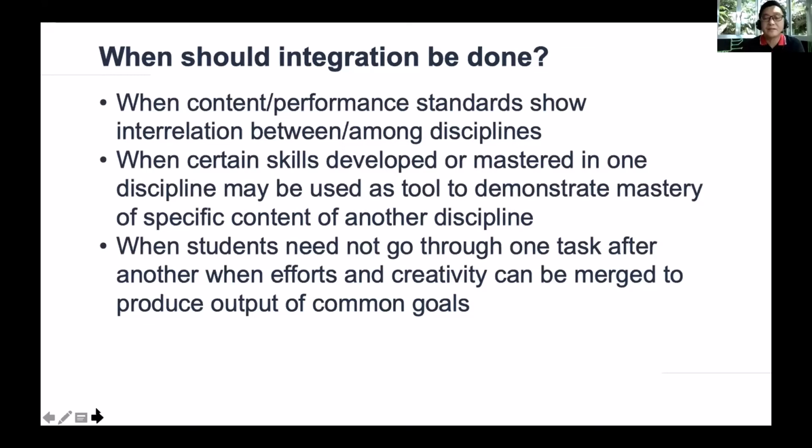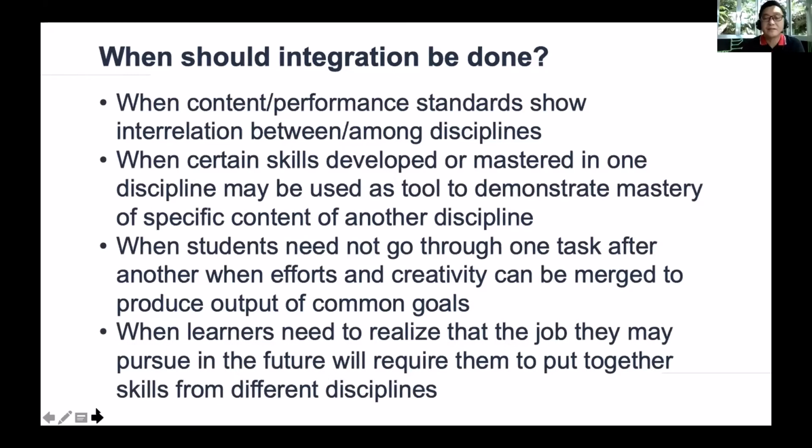Lastly, integration may also be done when learners need to realize that the job they may pursue in the future will require them to put together skills from different disciplines. So, in other words, when they get themselves a job in the future, whatever that job is, it will surely demand them to synthesize all the skills learned in math, in science, in English, in values education, in TLE, and whatever other subjects there are.